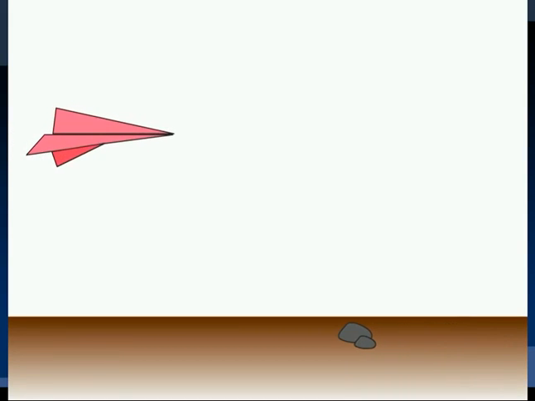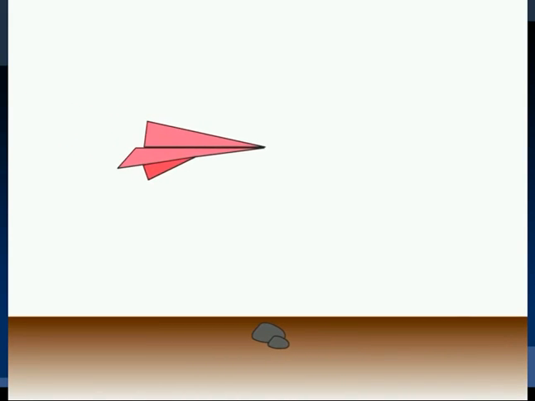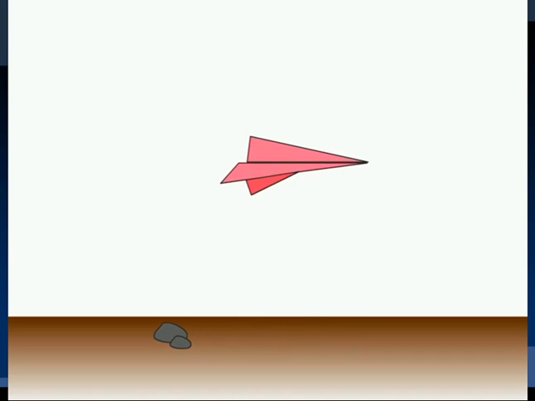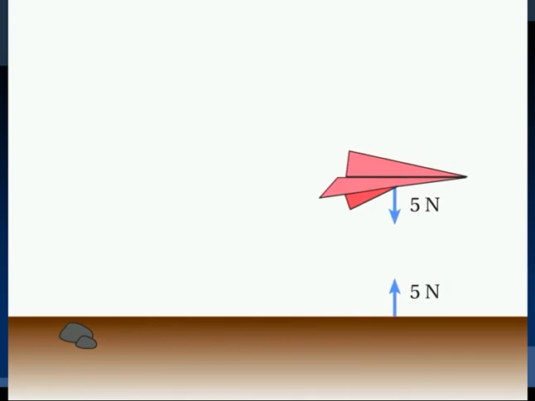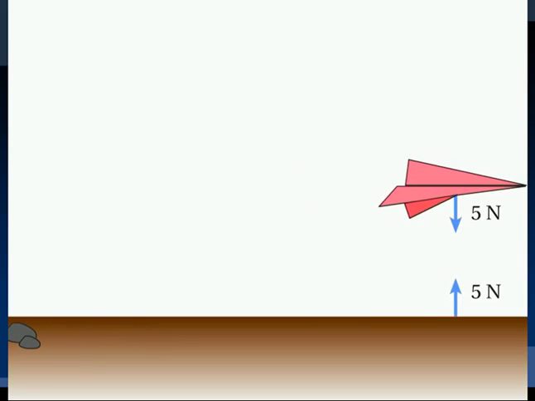Newton's third law holds for non-contact forces as well. Consider the effect of the earth's gravity on a paper airplane. When the earth pulls downwards on the airplane with a force of 5 newtons, the airplane pulls upwards on the earth by the same amount.